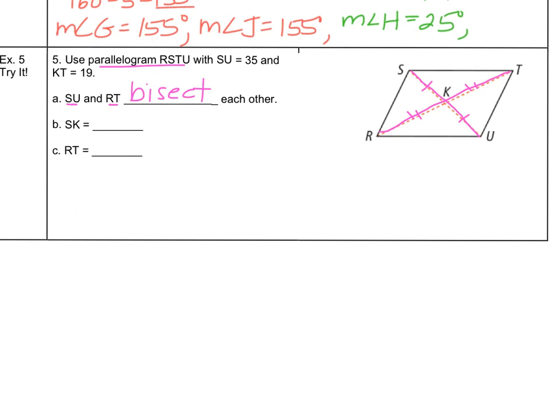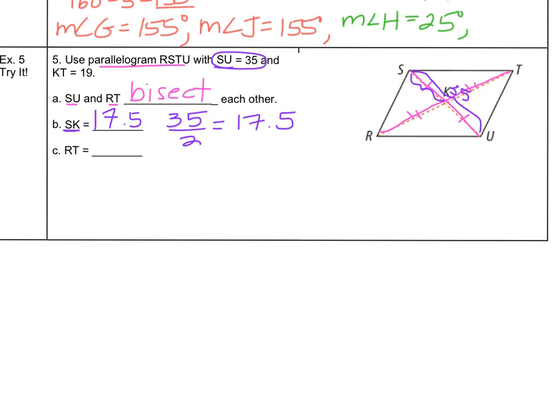Now, it says in the given information that SU equals 35. So I'm just going to go all the way from top left to bottom right and write 35. Like so. There we go. Now we're just asked to find SK. And SK is that smaller part of the segment. If it's bisected, all we need to do is take 35 and divide by 2. And that should give us 17.5. And that's the length of SK. We just cut it in half.